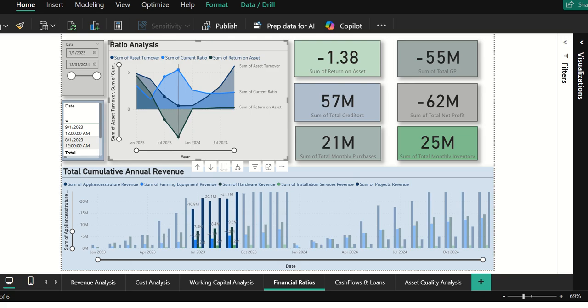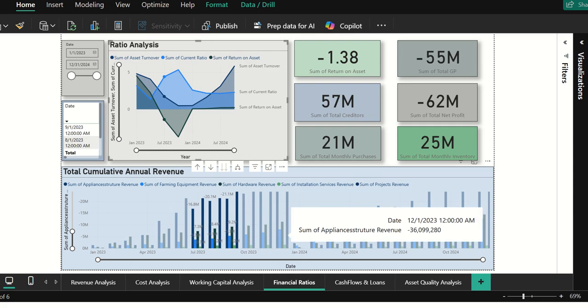Like for example here, even though there was asset turnover of 1.7 and a current ratio of 4.4, there's a return on asset of negative 1.38, because there was a 55 million GP loss. We had 57 million in creditors. There's a net loss of 62 million, monthly purchases of 21 million, and monthly inventory holding of 25 million.